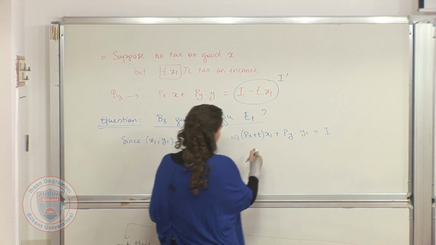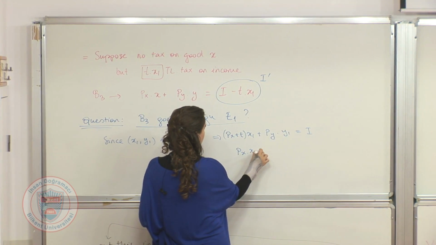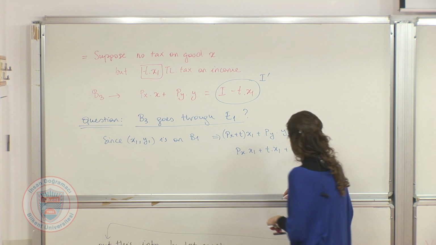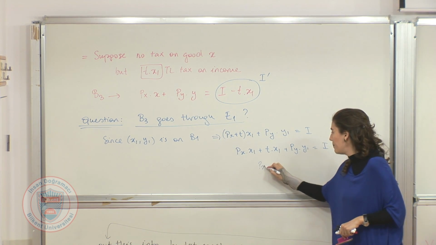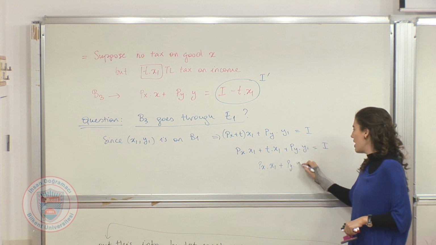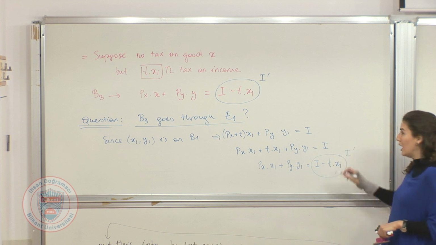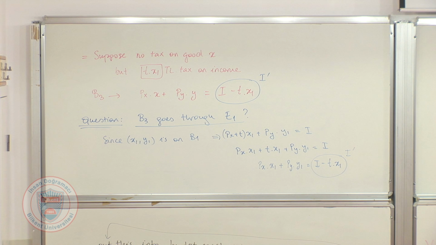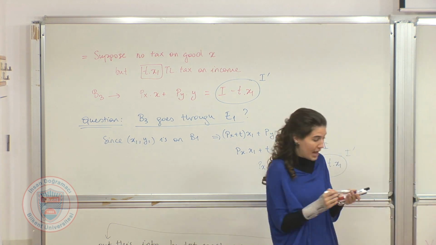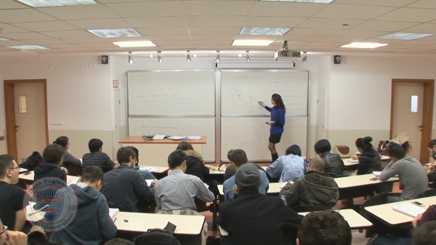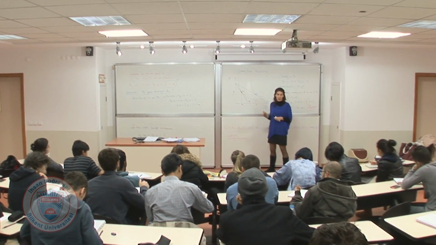So what does that mean? It means that Px times X1, plus T times X1, plus Py times Y1 is equal to I. So if I write this, Px X1 plus Py Y1 equals I minus T times X1, which is equal to I prime. You see, the X1, Y1 point also satisfies B3, right? So that's how we can say this. Then this budget line, when they tax your income, is going to be parallel to this B0, and it's going to go through this E1, okay?